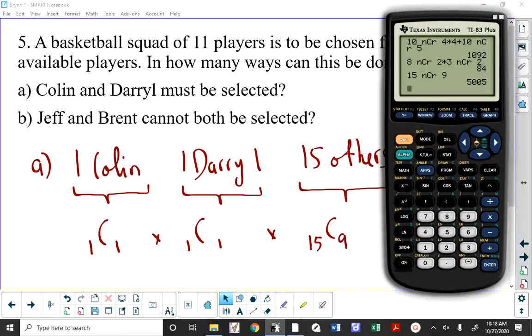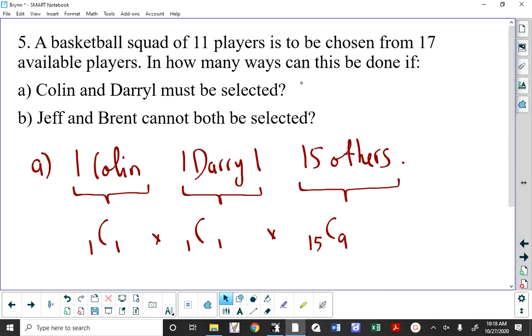1 choose 1 is 1, but I will include it in my calculation. So we have 1 choose 1 multiplied by, for Daryl, 1 choose 1, multiplied by, for the 9 other people, 15 choose 9. I want to make sure that I've entered that right before I hit enter. And it looks okay. So there are 5,005 different ways to select the 11 players where Colin and Daryl must be selected. So the answer to that question is 5,005.